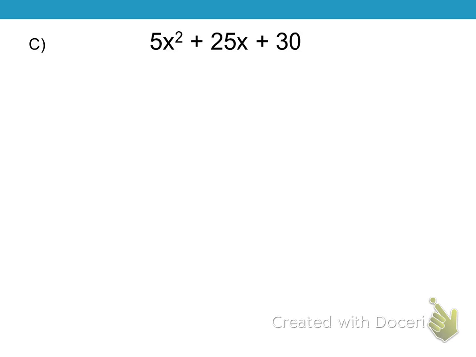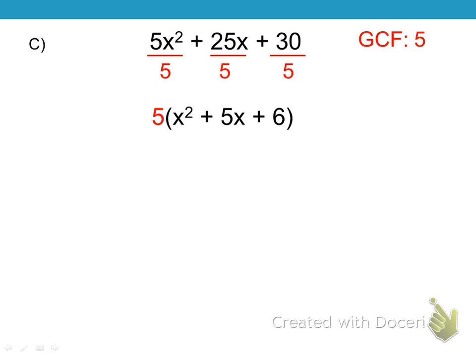All right. C. Ooh. What's it called? Yeah. See how they're all divisible by 5? All right. So I want to start with that. GCF of 5. Very good catch. So I will have a 5 in the front. And then in parentheses, when you divide by 5, you get x squared plus 5x plus 6.